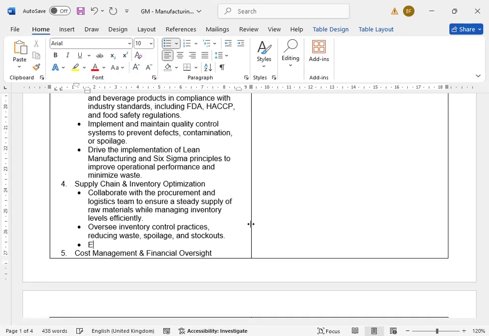Then another one is ensure smooth coordination between production and the supply chain. And the procurement belongs to the supply chain.